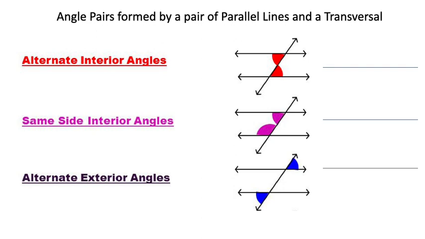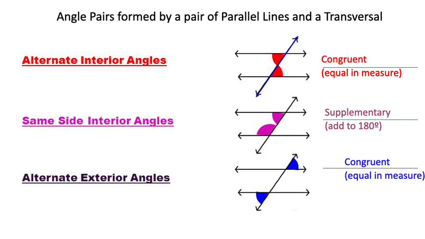When we have a pair of parallel lines and a transversal that passes through them, one angle pair is alternate interior angles. They are congruent. We also have same side interior angles, which will be supplementary. Their measures will add to 180 degrees. Alternate exterior angles will be congruent or equal in measure.